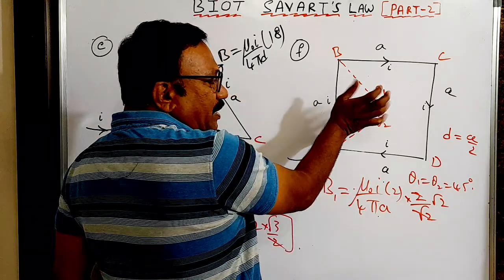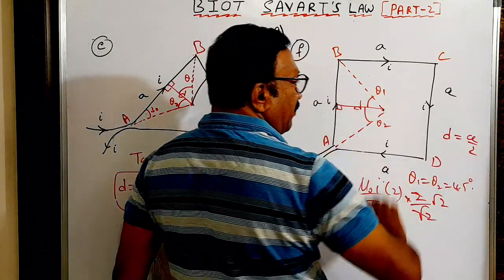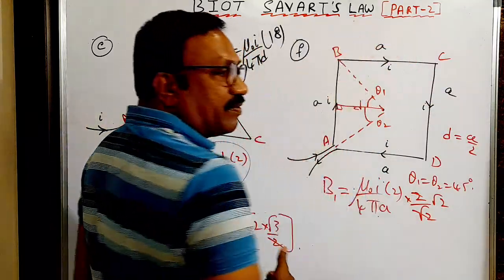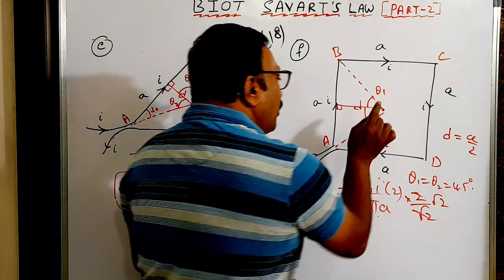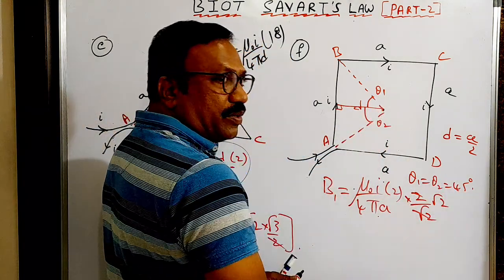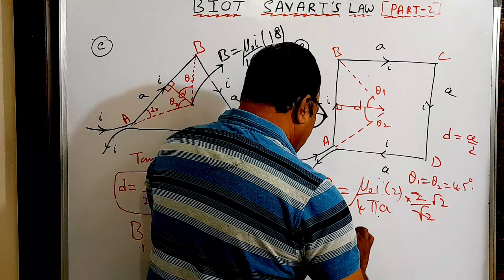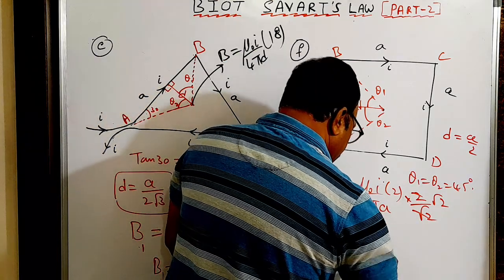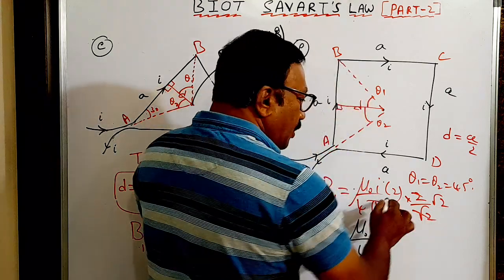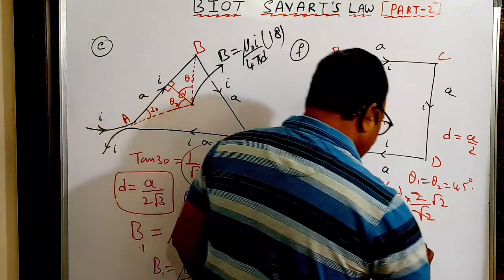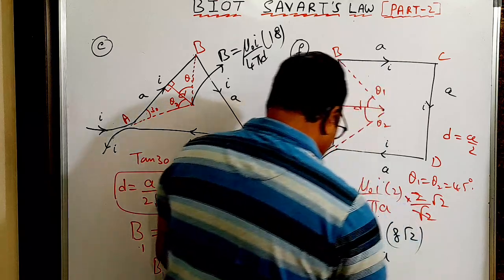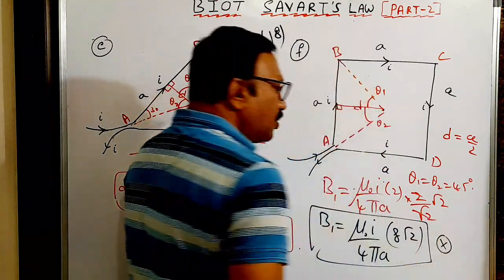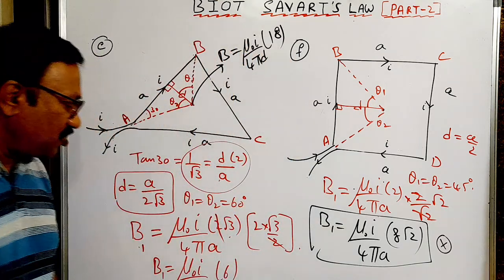Same story. If this is producing an inward field, this is also producing an inward field, this also produces an inward field, and this also produces an inward field. So like this, 4 fields are produced, therefore I have to multiply by 4. So B1 is equal to multiply this by 4, 2 root 2 into 4. So this is the magnetic field at this point. Of course, all are producing inward fields. Please take down.